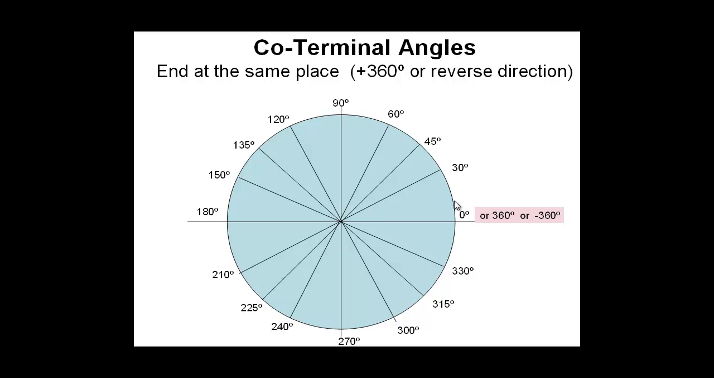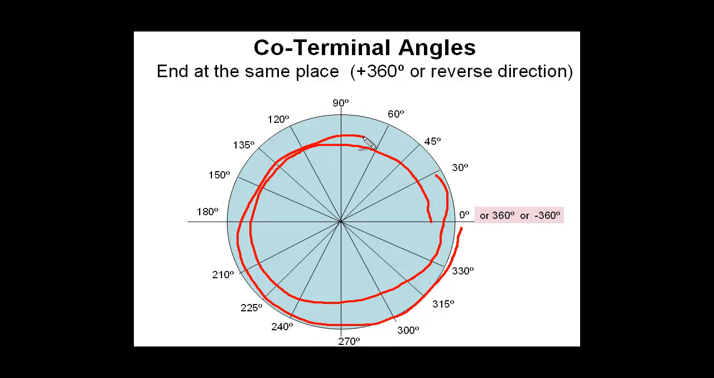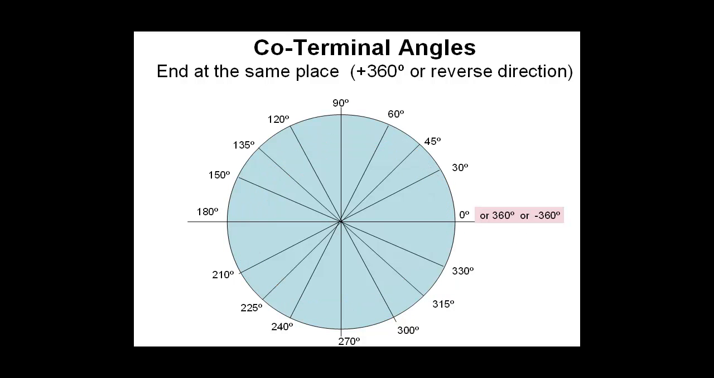Now you can take 30, and if you start at 0, if we start at 0 and we go around, there's our 30, and you keep going, that's 360, and you add 30 more. That's 360 plus 30, which is 390. Or you can start at 0 and go backwards. And when you go backwards, you can end at the same place by subtracting 360, and you get negative 330. So it's 390 or negative 330.